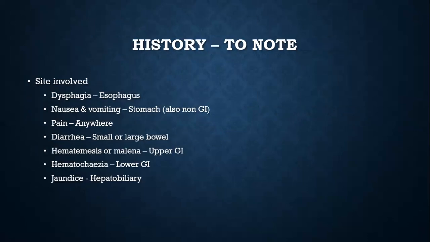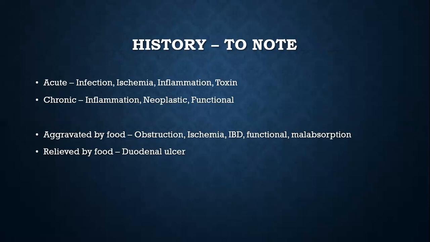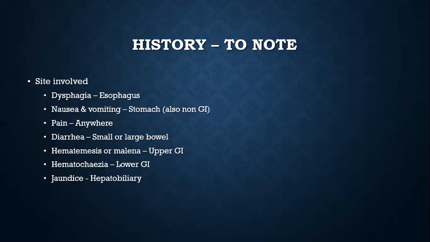So what are the things we are going to ask in history? History is focused mainly on two things. One, what part of the intestine is involved? And second, what may be the probable etiology? So how to identify the site involved from the history? If the patient complains, there are many symptoms. I just mentioned a few of these symptoms here.